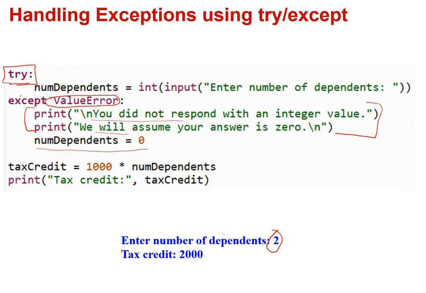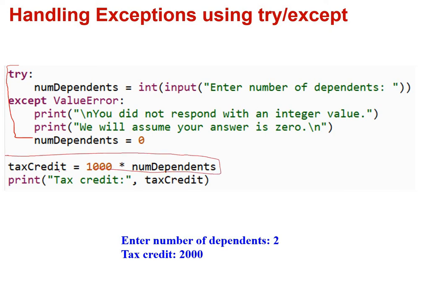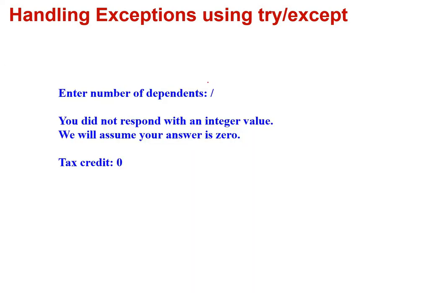Now when you're done with the try and except statement, you can go ahead and calculate the tax credit. Just multiply the number of dependents by 1,000, and then print out the tax credit. So when you run the program and let's say someone enters number of dependents 2, they get a tax credit of 2,000. What if the user does not enter a number? Let's say you enter something random like a letter or any other character. You get that statement printed out, and then the tax credit is 0.